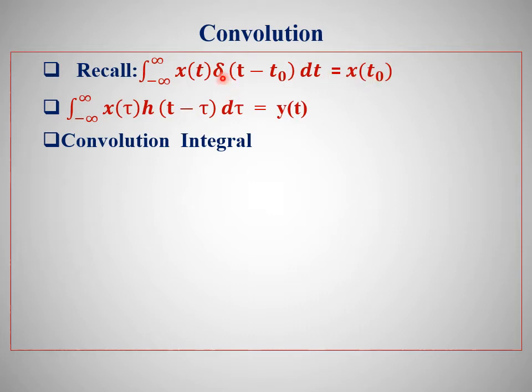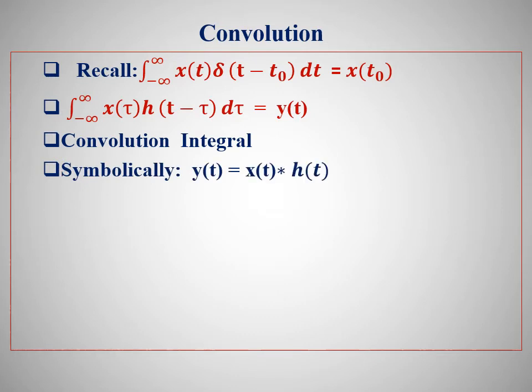If the impulse input is replaced by the impulse response h and t naught is replaced by a dummy variable tau, the expression becomes the integral from minus infinity to plus infinity of x of tau h of t minus tau d tau, and hence because it is the impulse response, this becomes the response of the system. Hence x of t naught is replaced by y of t. This is exactly the expression for the convolution integral.